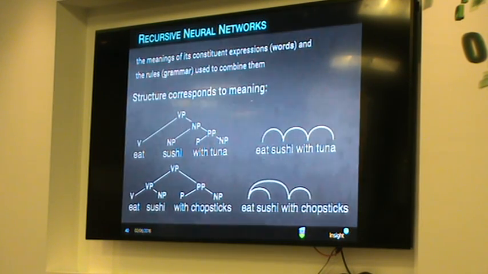So again, recursive neural networks. Here we're looking at the lead-in to sentiment analysis. One thing you find is that the structure of the words actually determines their meaning. The structure corresponds to meaning. What I'm showing here is the top sentence, eat sushi with tuna, or eat sushi with chopsticks. The difference here is whether it's a verb phrase. In the bottom case, it's an instruction, a verb phrase, eat sushi with chopsticks. So again, if you just look at the text, you wouldn't necessarily understand that these were meant in a completely different sense.